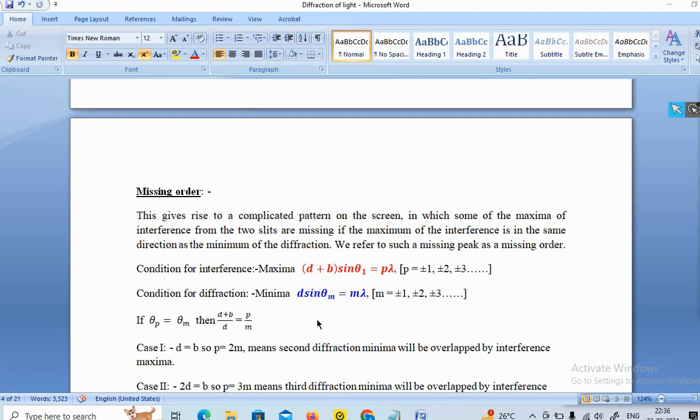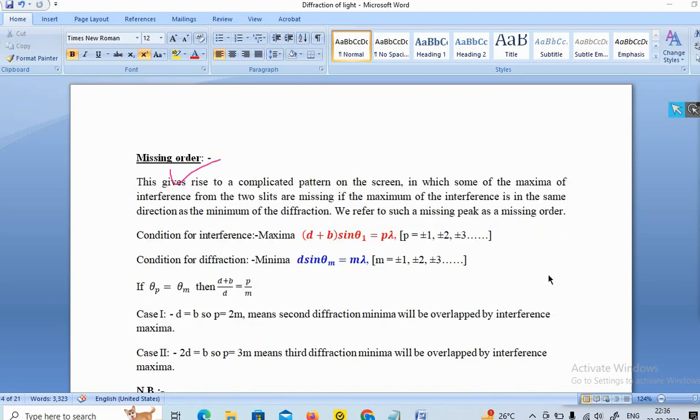Remember, an interference maximum is a very bright point, and a diffraction minimum is not exactly dark. You have some very low intensity, but it's not exactly dark. So when these overlap with each other, obviously the dark point will be missing. This is known as missing order in the case of the double slit experiment.